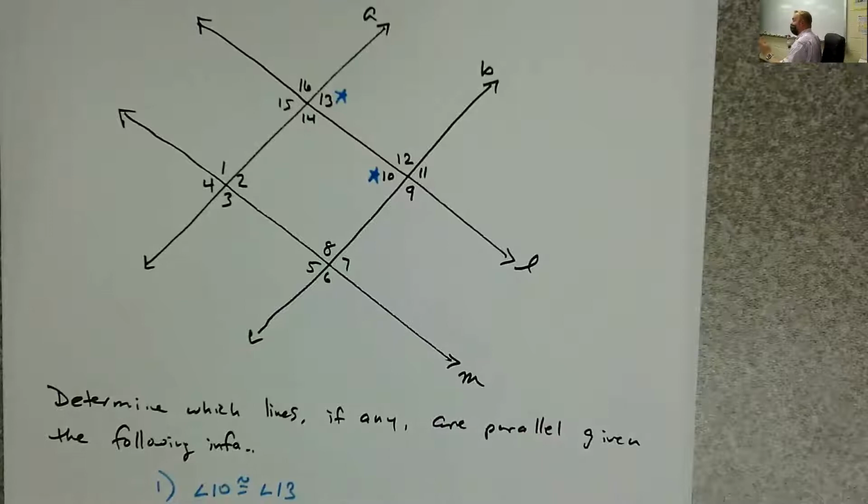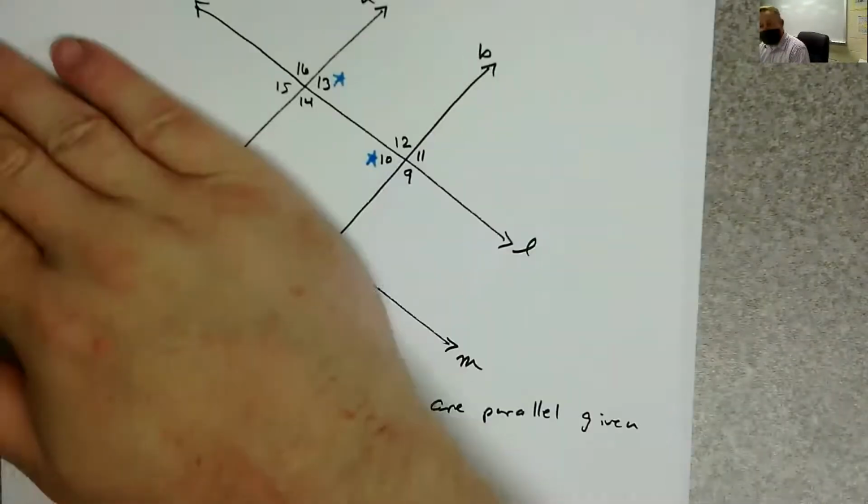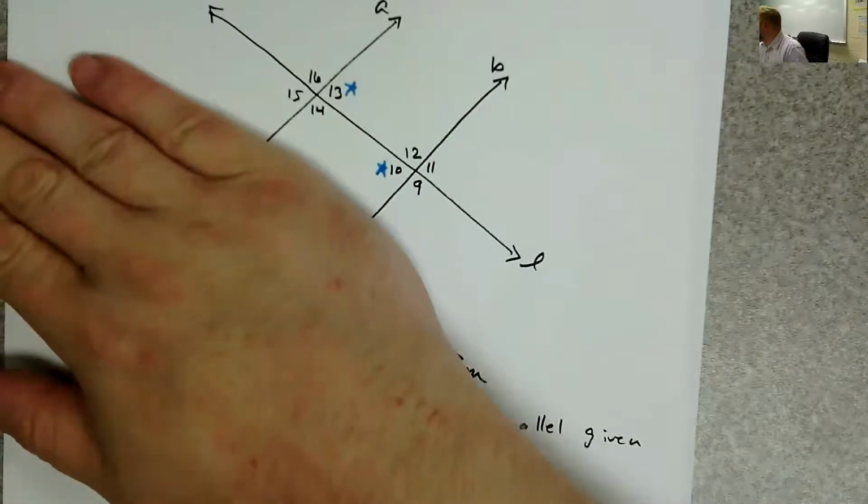So what I'd like you to do to make this easier is look at 10 and 13, decide which lines are involved with those angles, and which line is left out. So of those 4, which line has nothing to do with 10 and 13? Yeah, just tell me. M. So I want you to ignore line M. Okay, just ignore line M.